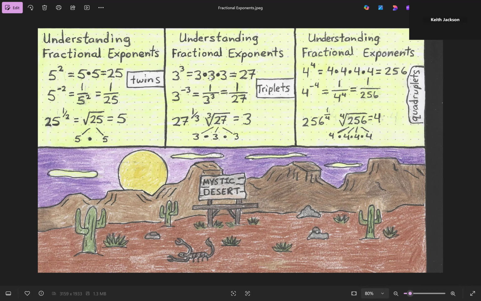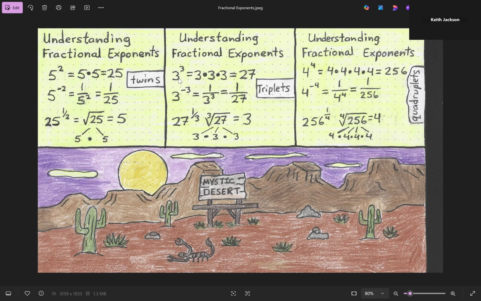Now we have 3 raised to the third power right here, but before we talk about that, we're going to take a look at 27 raised to the 1/3 power. But don't be afraid, because once I walk you through the steps here, you will be okay with a fractional exponent, especially one with a 3 in the denominator.